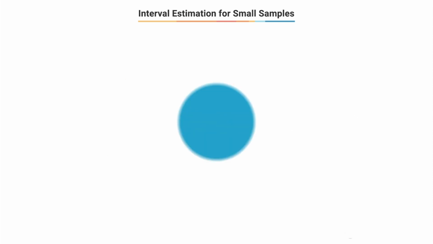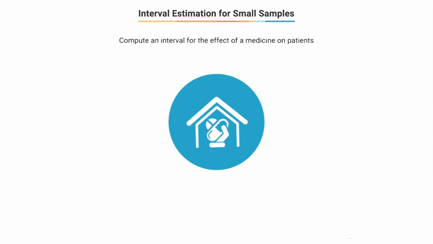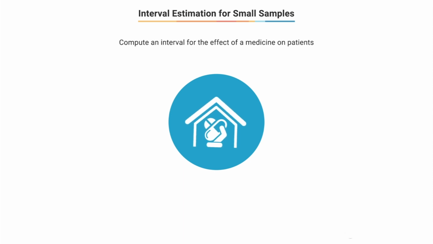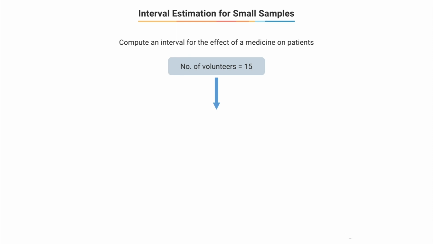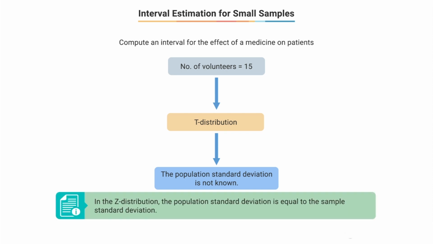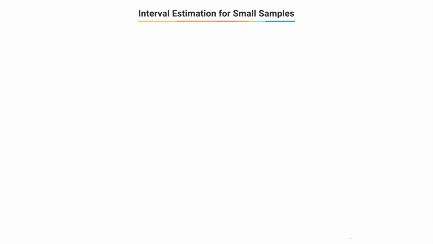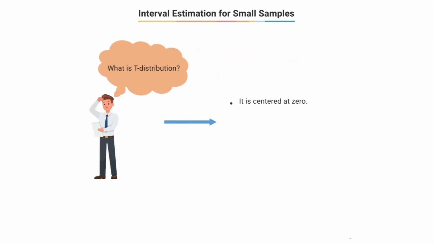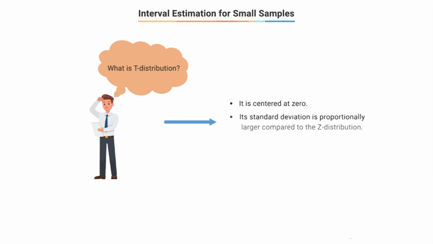For example, assume you are working for a pharma company. You need to compute an interval for the effect of a medicine on patients, and you only have 15 volunteers. In such cases, it is better to use the t distribution when the population standard deviation is not known, instead of using the z distribution where we estimate the population standard deviation to be equal to the sample standard deviation. So in this discussion, you will see how to calculate the confidence interval using a t distribution when your sample size is less than 30. So first, let's understand what this t distribution is. The t distribution is centered at 0, but its standard deviation is proportionally larger compared to the z distribution.